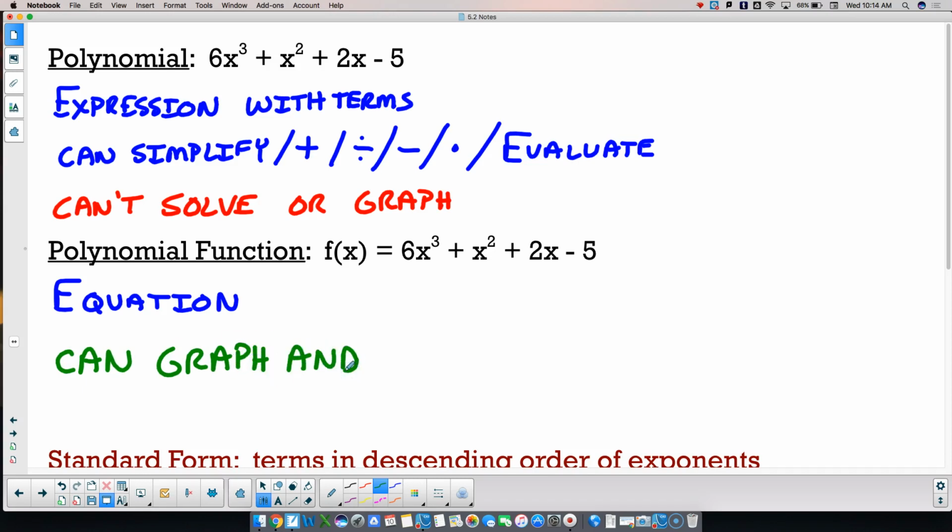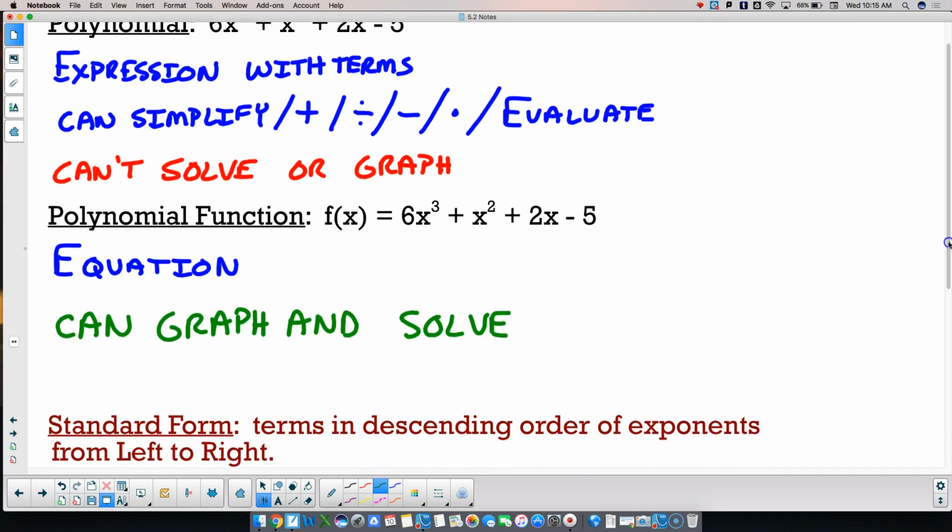and more importantly, I can solve them. Solutions, remember, of a function are where the function crosses the value that you want, or where the function crosses the x-axis. So if I said my polynomial function 6x cubed plus x squared plus 2x minus 5 equals 0, I would look for where that function has a value of 0. So I'd look on the graph and I'd see where it crosses the x-axis. If I said it equals 12, then I would look for where it crosses the line y equals 12. Or I could subtract 12 from the function and then see again where it crosses the x-axis. But you've done that a bunch of times.